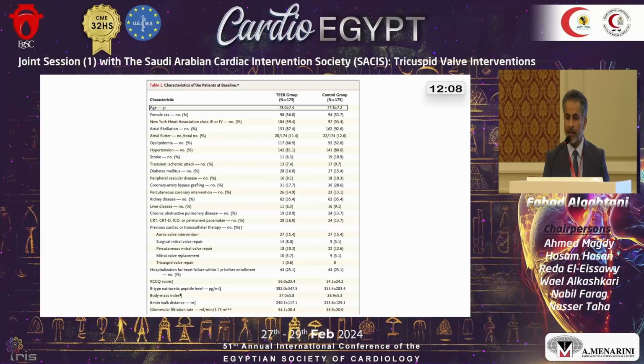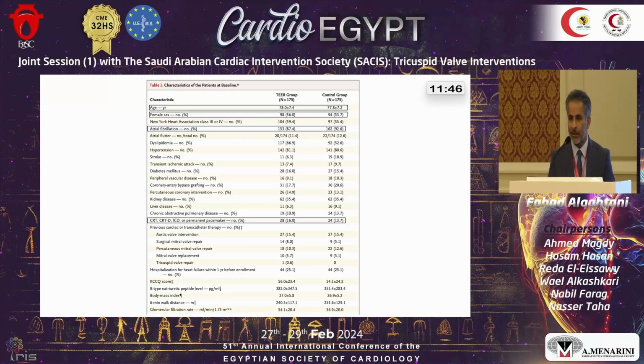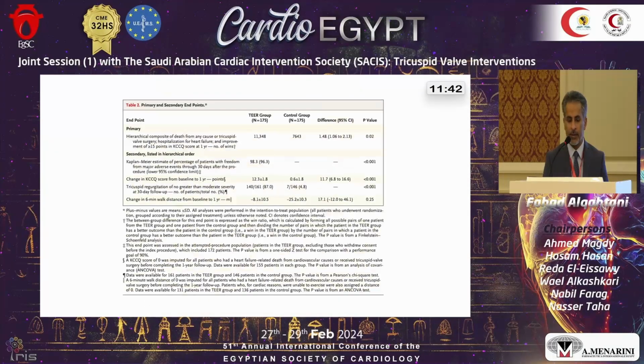It included 170 patients in each group. The majority of them are elderly, as we saw with the bRIGHT study. Also, the majority of patients treated for tricuspid were female. And you can notice that almost 90% have atrial fibrillation or atrial flutter, telling us that the primary reason is functional TR. And there is almost 16% presence of devices in the tricuspid, including CRT, CRT-D, ICD, or pacemaker.